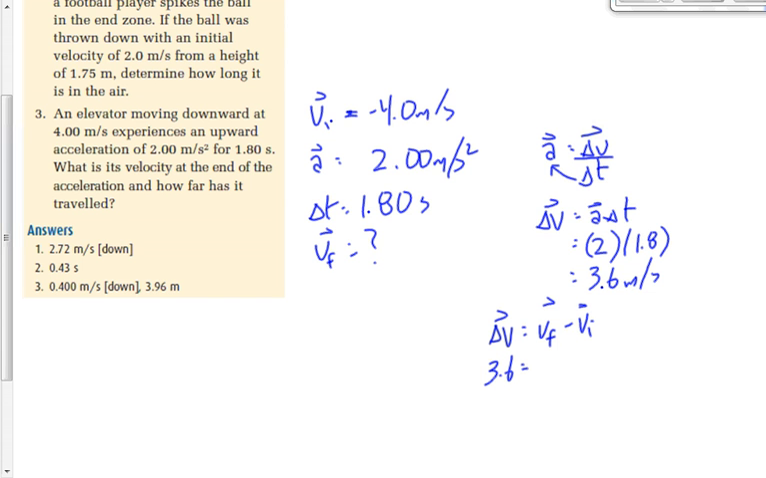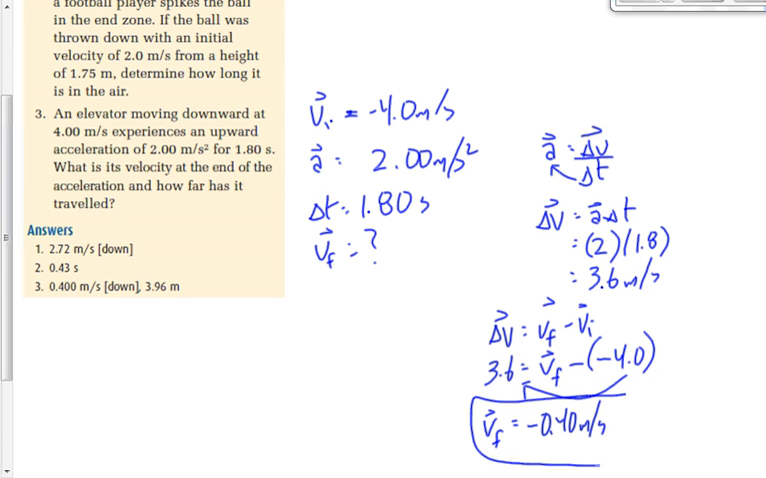So it becomes 3.6 equals VF minus -4. Take that over to the other side. This is VF plus 4, right? Let's take it over to the other side by subtracting. It becomes VF is -0.40. So it was moving downward at 3.6. Now it's moving downward at 0.4. Why? Because it's slowing down. Because we have an upward acceleration. Okay.